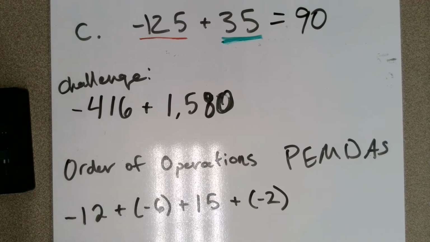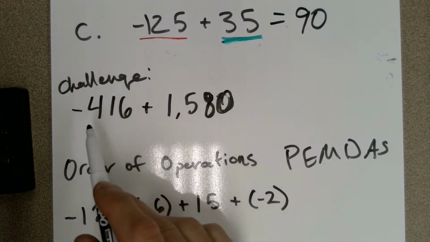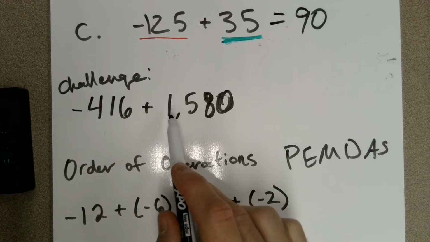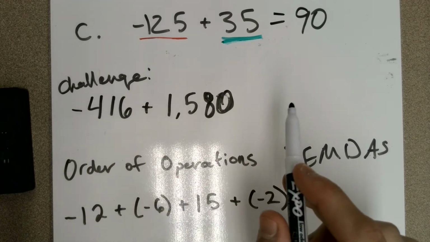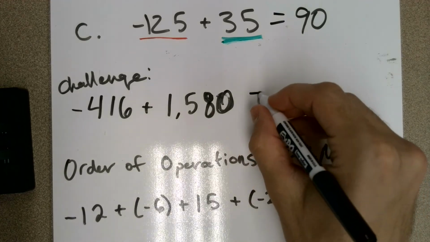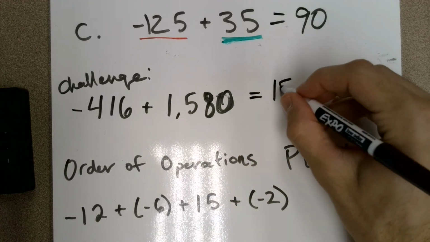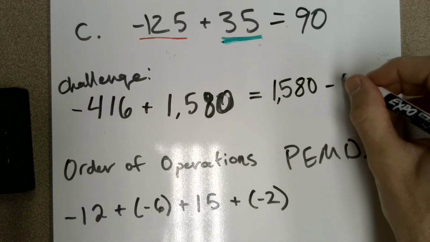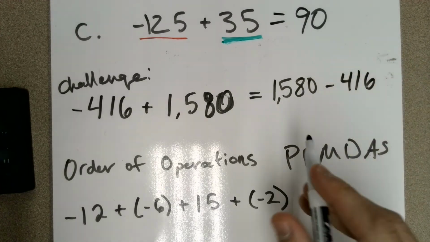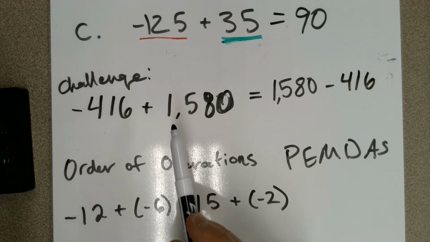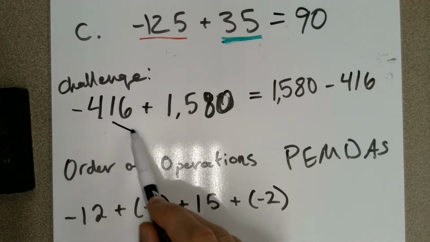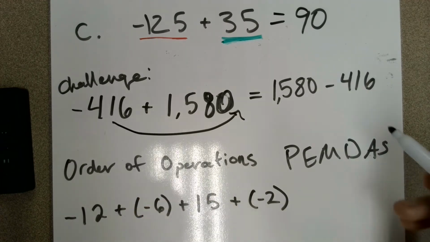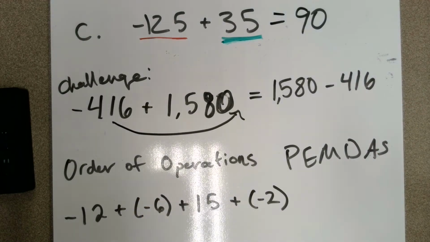All right, we have our challenge here, a little bigger number. We've got negative 416 and positive 1,580. I would like to rewrite this as 1,580 minus 416, and I'm allowed to do that because I can move this right here and just move it to the other side. Move that minus 416 to the other side. Now we're just down to some mental math.